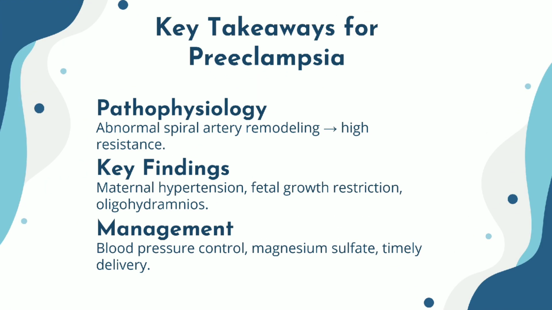To summarize, preeclampsia results from abnormal spiral artery development, leading to high resistance and decreased uteroplacental perfusion. Key findings include maternal hypertension and fetal complications. Management focuses on blood pressure control and timely delivery.